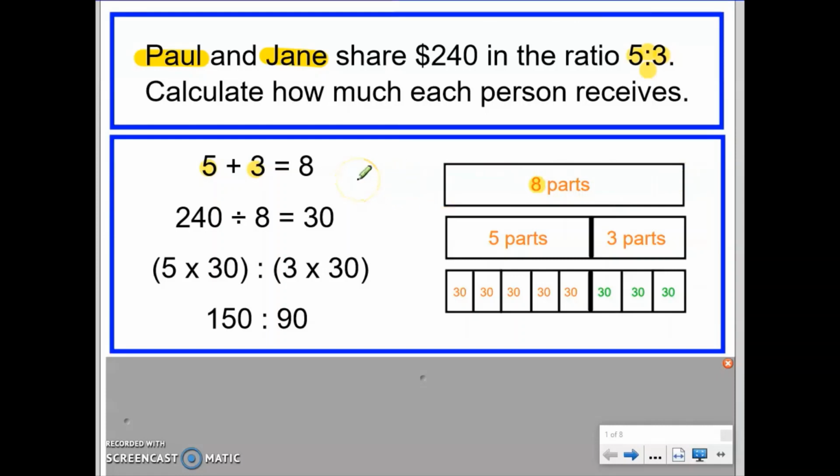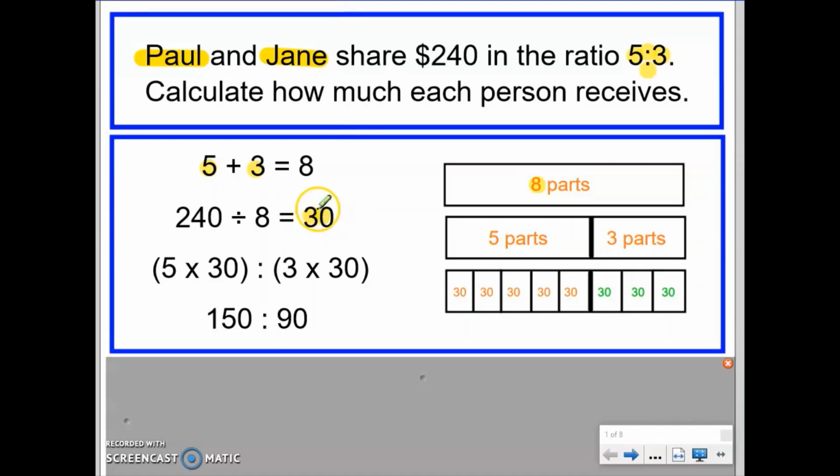Then I want to work out what is the value of one part in the ratio. So what is the value of every one part? So then I go ahead and do a division. I do the quantity in the question, which is 240, divided by the total of the parts in the ratio to find that one part of the ratio in this question is worth 30.